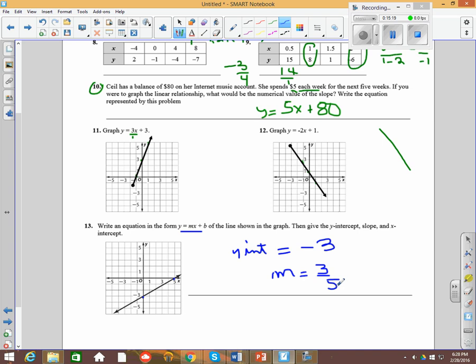Okay, so now we're going to write the equation. The equation is y equals, what is our slope? 3 over 5 x minus 3.